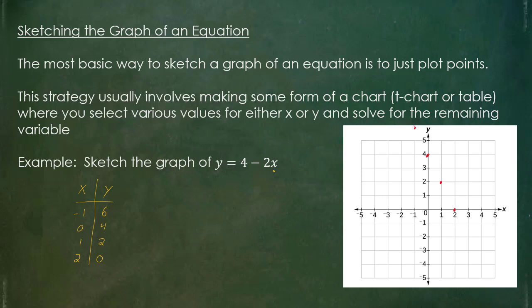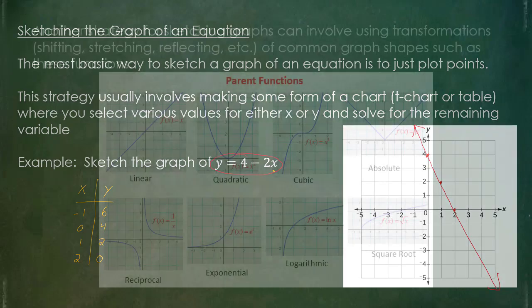Looks like to me there's no curvature happening, so I should be able to just connect the dots, in this case creating a line, which just by looking at this equation we probably knew was an equation of a line. I could have also plotted this by going with what my y-intercept was and what my slope was.